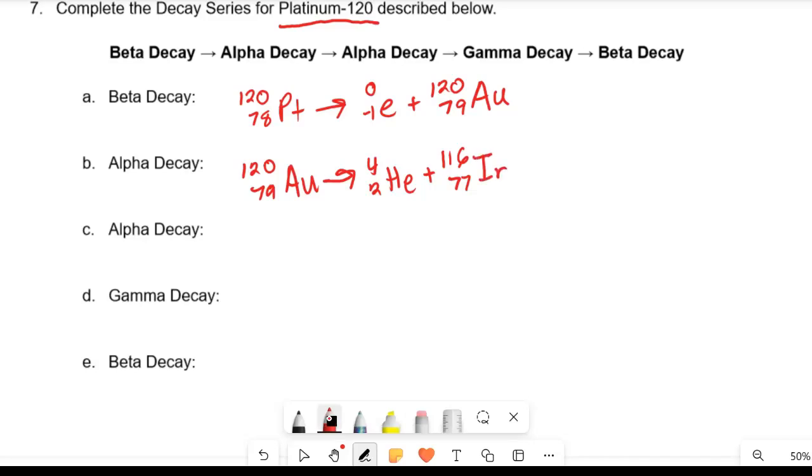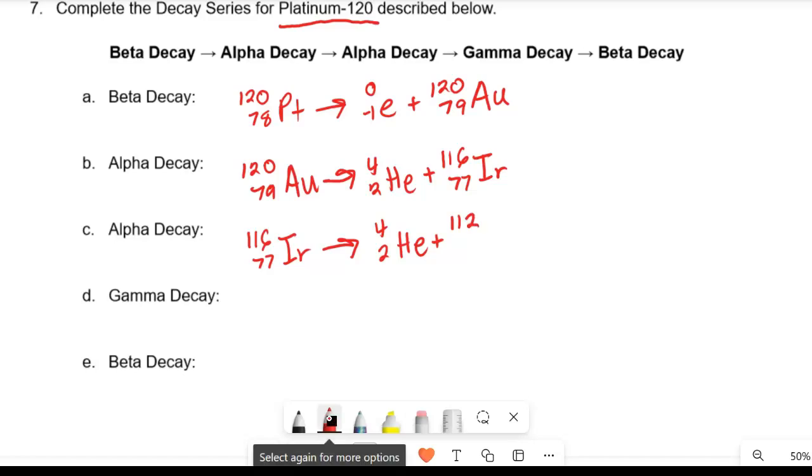And again, we take the product from the previous decay, and it's our starting point on the next decay. So 116, 77 Ir is going to go through a second alpha decay. So again, an alpha particle is released, and now we figure out our new product. So what number plus 4 gives us 116? 112. And what number plus 2 gives us 77? 75. And atomic number 75 on the periodic table would be Re. And again, we're going to take our product from the previous decay, and it's going to be our starting point for the next decay. So 112, 75 Re.